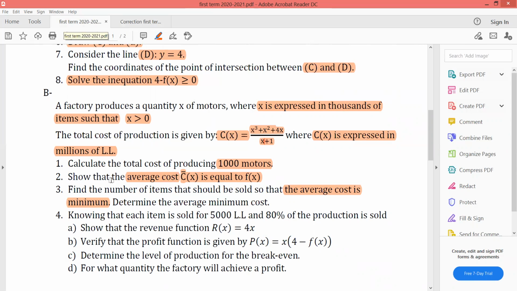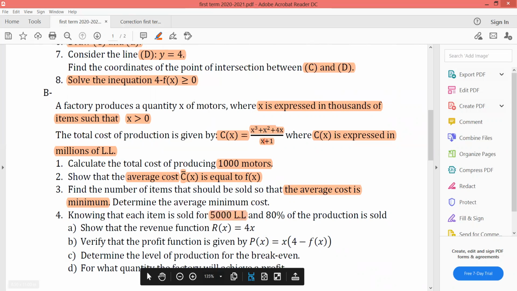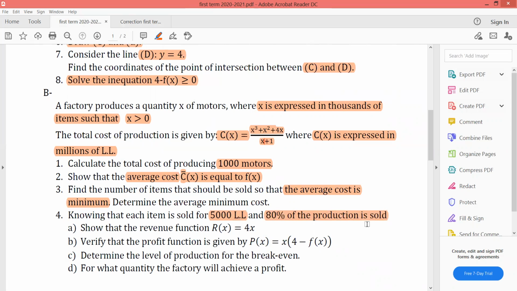Knowing that each item has its selling price of 5,000 Lebanese lira for each motor, and 80% of the production is sold. Only 80% of the production is sold, not all the production. Show that the revenue function R(x) equals 4x. Revenue function equals 4x.